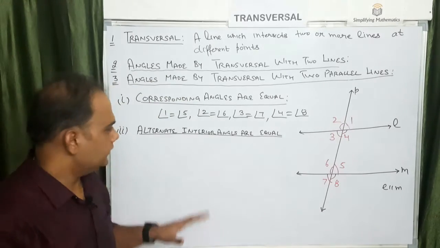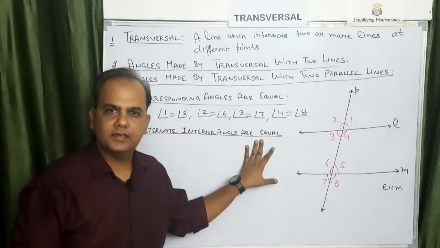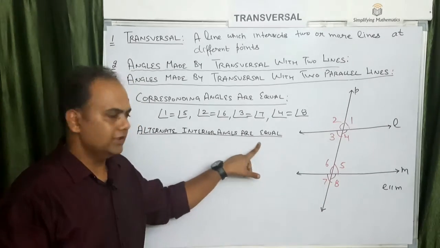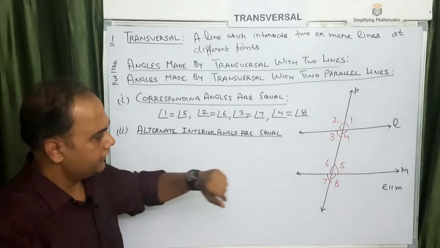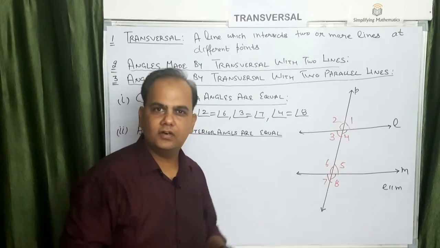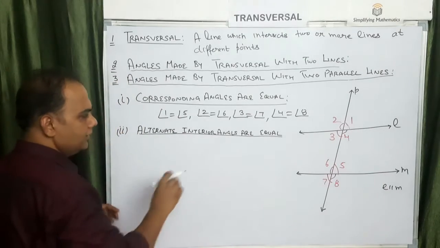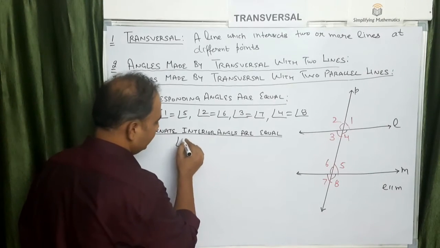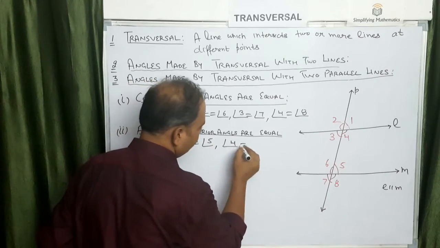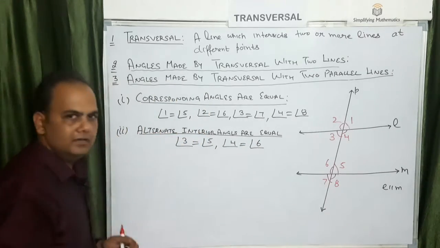The next property is कि alternate interior angles are equal. कि जो भी alternate interior angles है अगर दोनों lines parallel हैं so then those will be equal. Now what are alternate interior angles? So 3 and 5 and 4 and 6. So these are the alternate interior angles. So these are what? These are equal. तो क्या हो गया हमारे पास? angle 3 equal to angle 5 and angle 4 equal to angle 6.